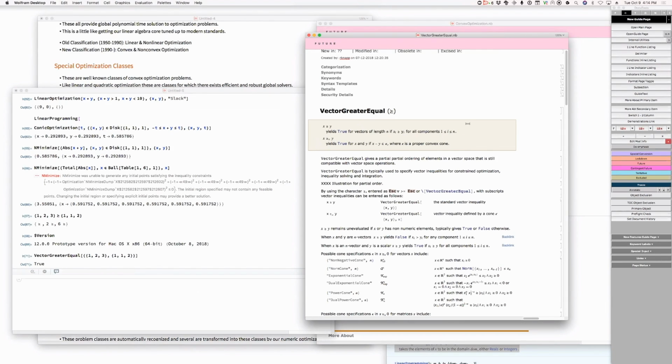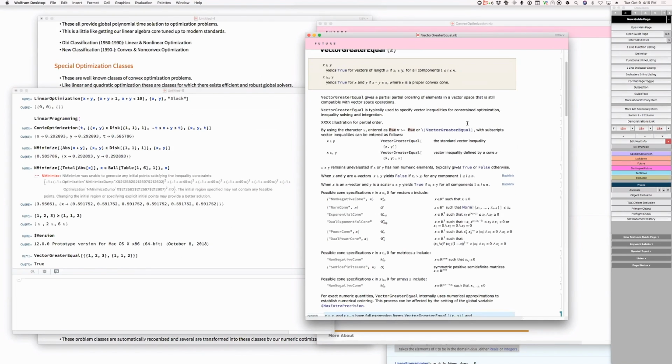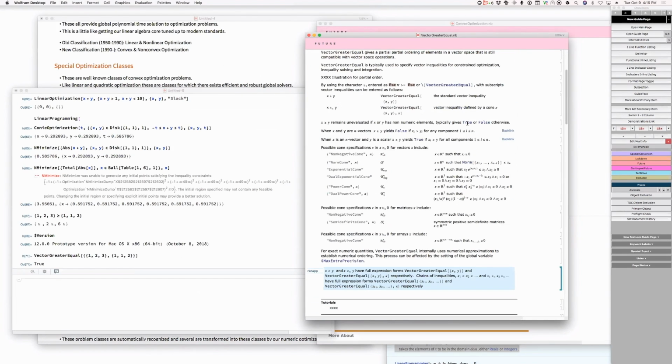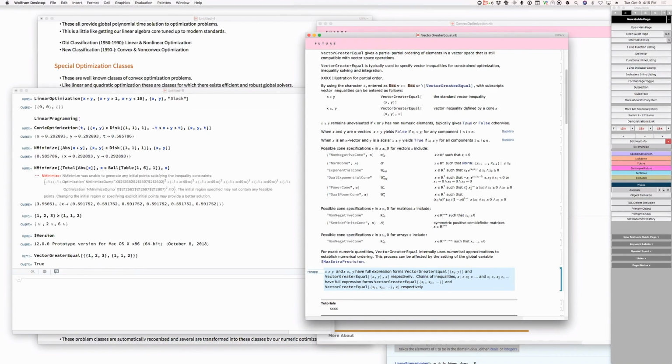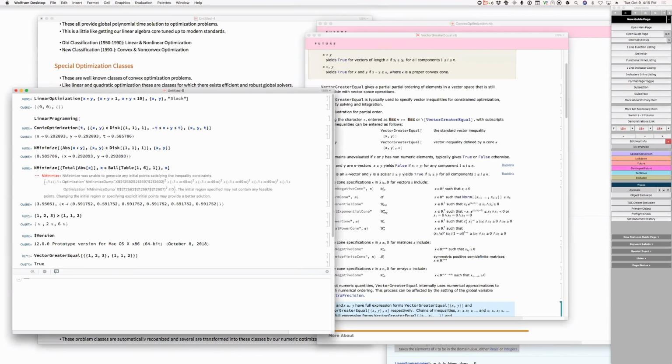Now you can have other kinds of inequalities. The default case is that x is greater than or equal to y if x1 is greater than y1 and x2 is greater than y2. But for matrices, for instance, you can have the space of positive semi-definite matrices, and one matrix is then greater than another if their difference is a positive semi-definite matrix. That space of positive semi-definite matrices is a proper convex cone, so it defines a proper inequality.